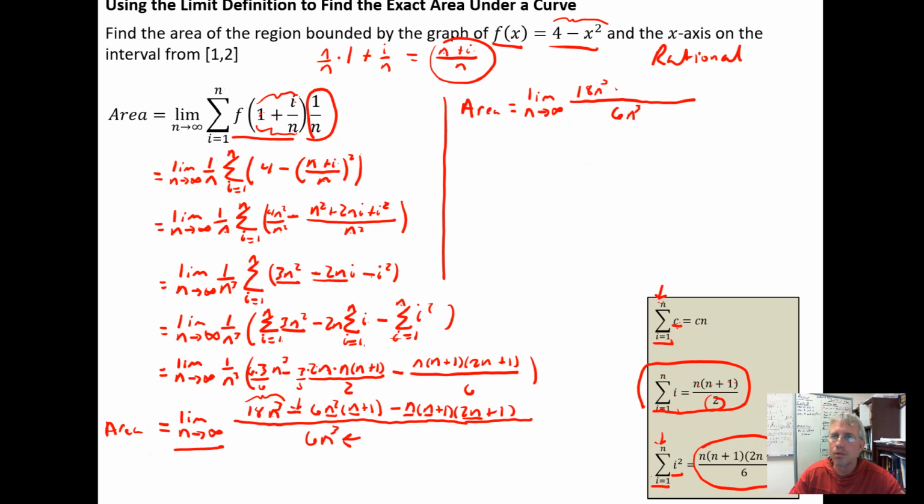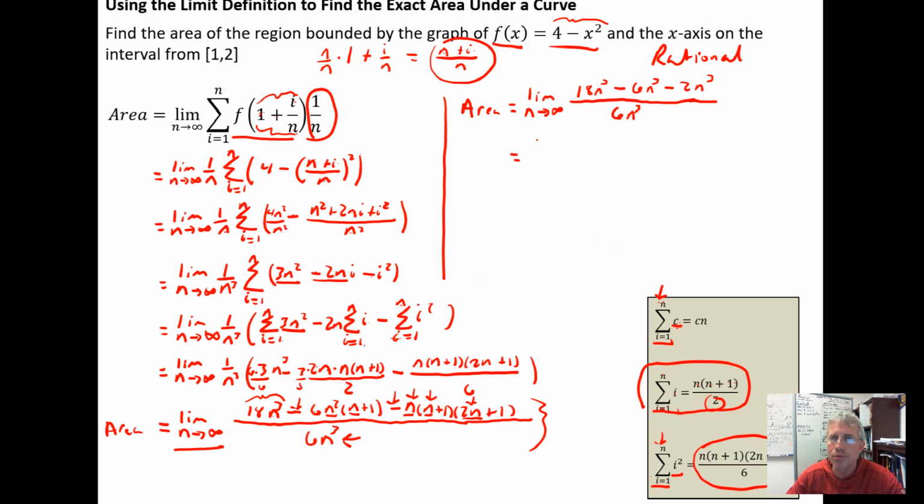minus the n cubed term here, which is going to be 6 times n squared times n, which is 6n cubed, and then minus, and then I need the third degree term from this guy, so it's going to be n times 2n, which is 2n cubed. So this limit is just the limit of the ratio of the highest degree terms because I have a rational function. I don't need to expand and multiply everything out to calculate this limit.